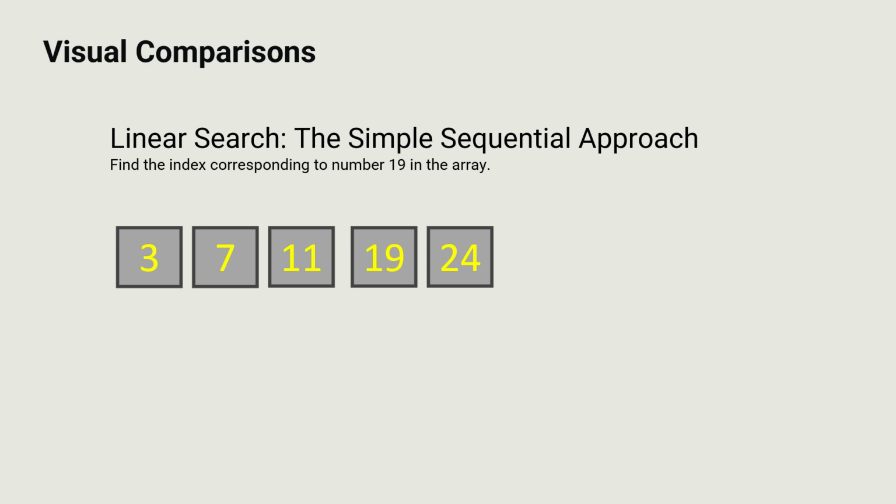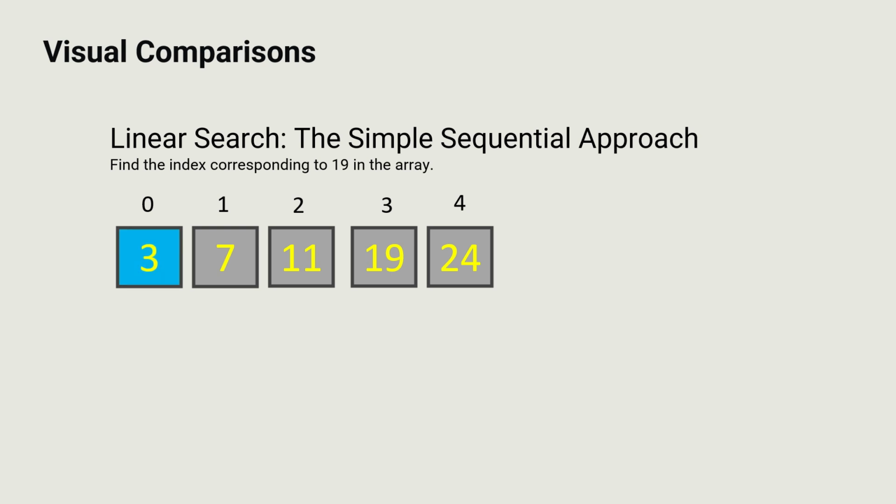Let's look at the first search algorithm, which is linear search. It is a simple sequential approach, and to demonstrate this algorithm, we will use this example where we try to find the index corresponding to number 19 in the given array. This array has 5 elements, and in Python, like many other languages, the index starts from 0.